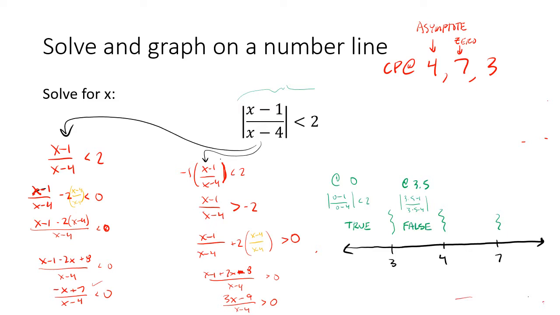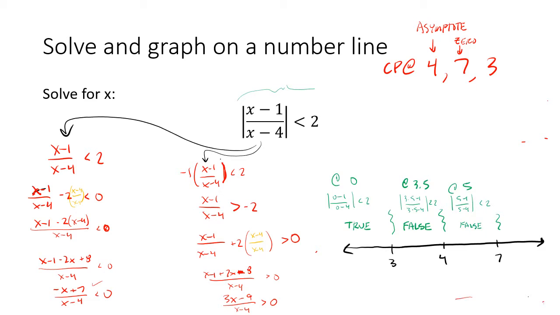Okay, and then we'll pick a number between 4 and 7. So maybe 5. If we plug in 5 minus 1 divided by 5 minus 4, 5 minus 1 is 4. 5 minus 4 is 1. So 4 divided by 1 is 4. The absolute value of positive 4 is 4. Is 4 less than 2? No, so this is false.